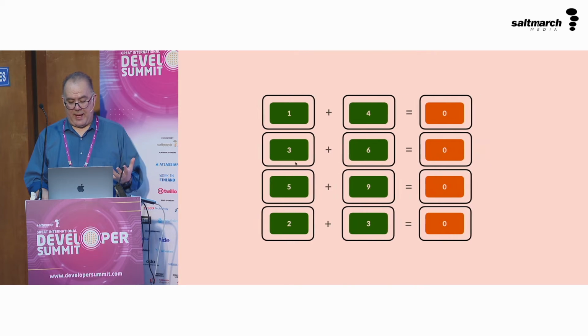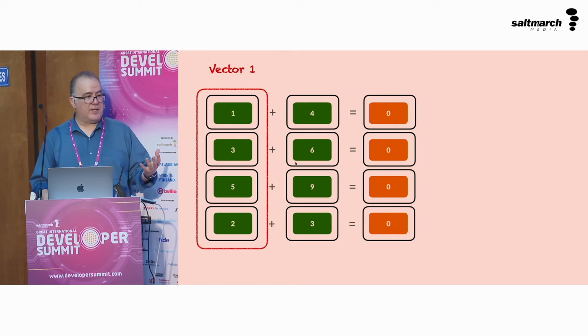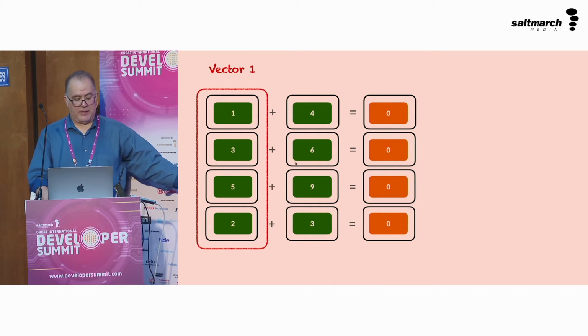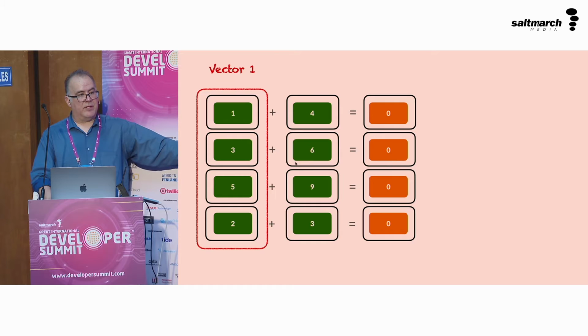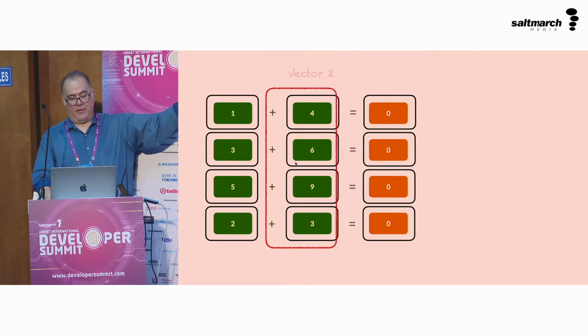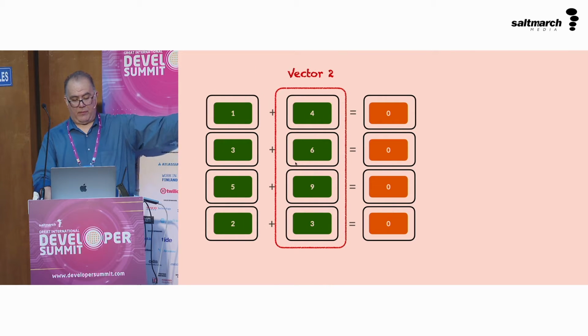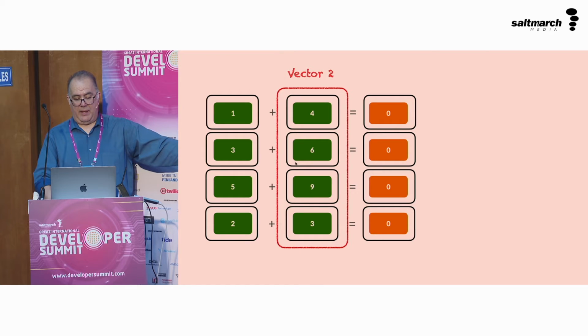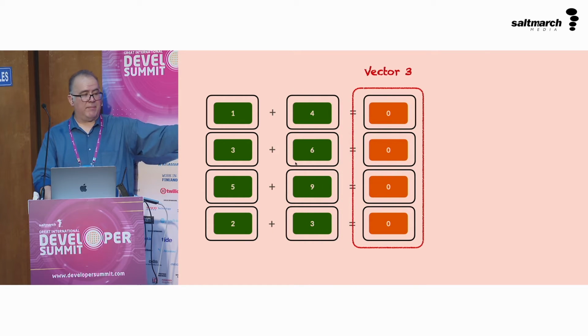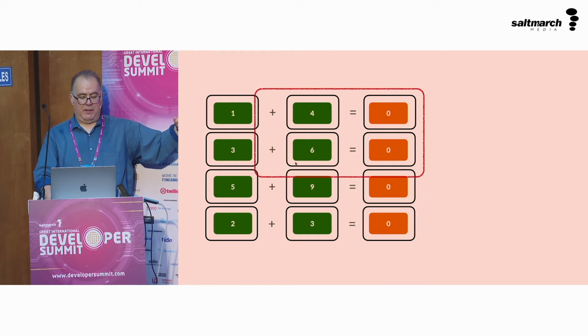So what's going to happen now? I'm loading these up with numbers. This is a vector: 1, 3, 5, and 2. Right over here, this is a vector: 4, 6, 9, and 3. And right over here is going to be my result set, but that is also a vector, okay?